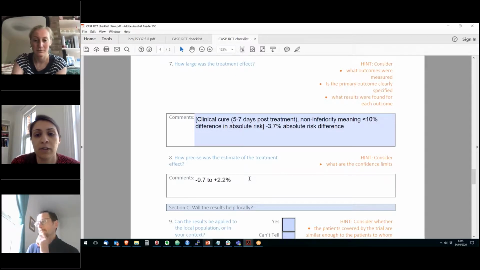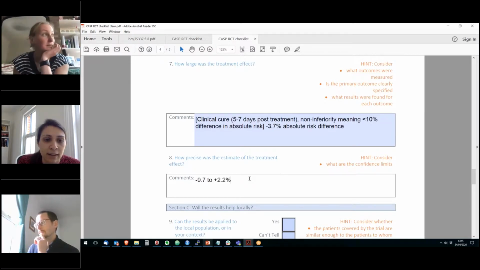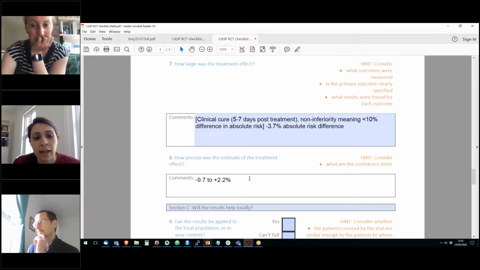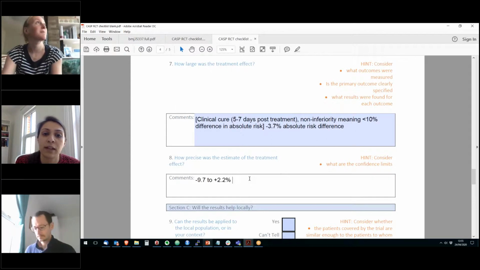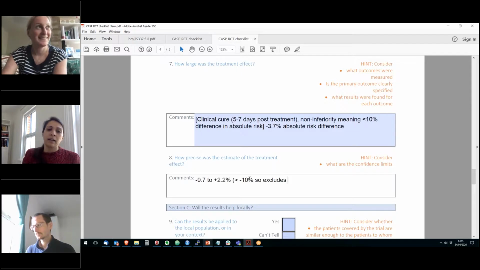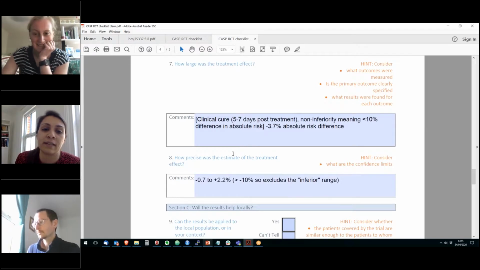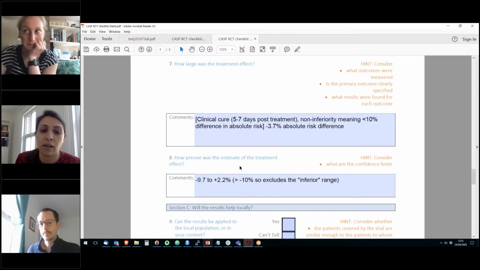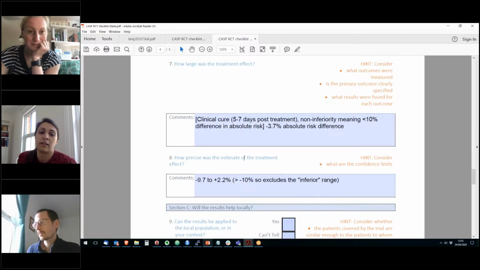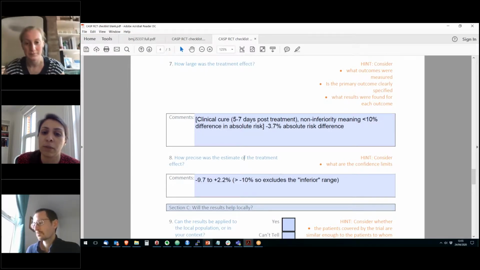Yes. So Khalid has mentioned that as well. So when we look at the confidence interval range, it's not very wide. So that suggests that it's a pretty good estimate. And it's, as Andrew's writing there, less than 10%. So therefore, it excludes the inferior range. The other thing is that we would say that there's no significant difference between the two groups' risks because it passes zero.